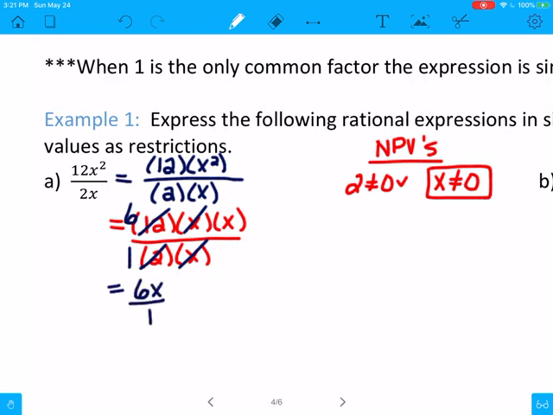When I have 1 in the denominator, do I need to write it? No. When I have 1 in the numerator, I do have to write it. So I'm going to have 6x as my answer. I don't have to write the 1 in the bottom. And x cannot equal 0.